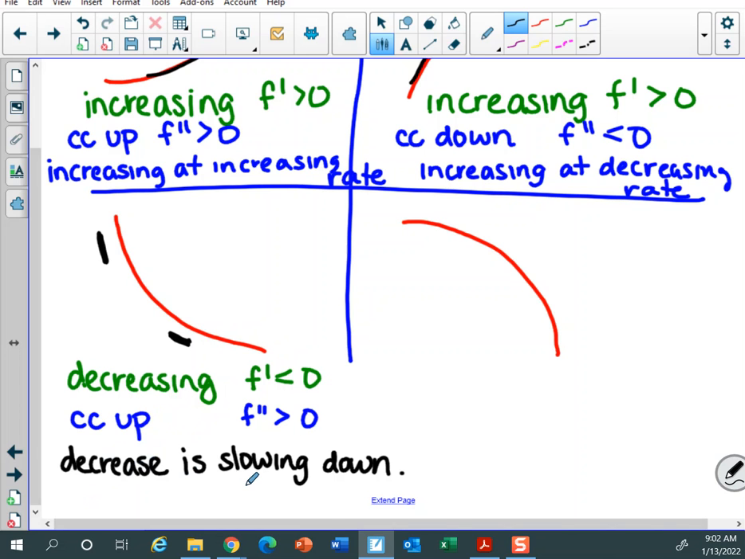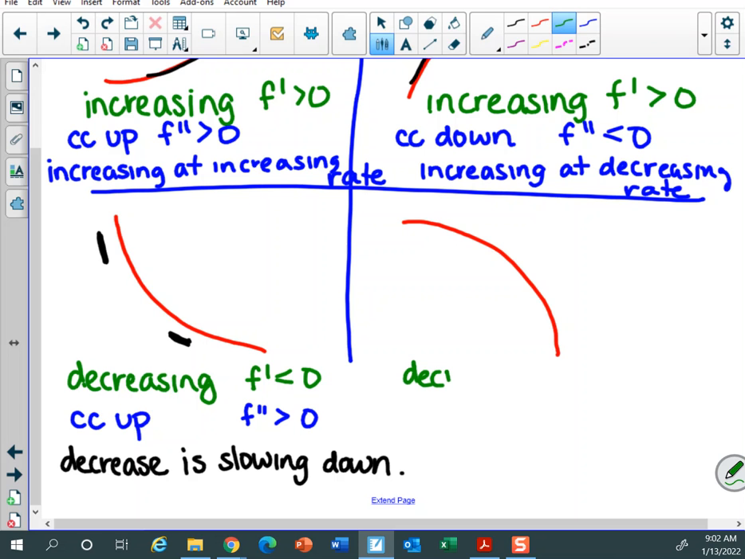We have a slower decrease down here than up here. Basically, when these are opposite of each other, whatever this is doing, we're slowing it down. So a negative first derivative and a positive second derivative kind of work against each other. So we have a downhill situation, but a downhill that's slowing.